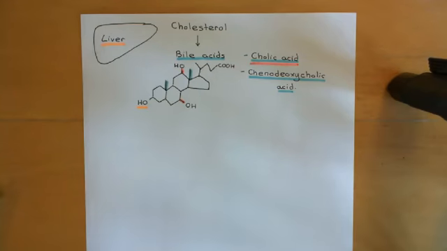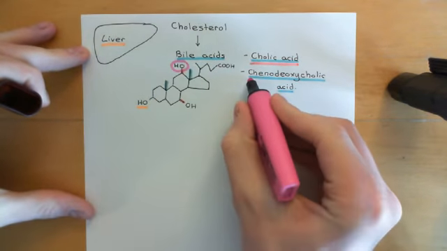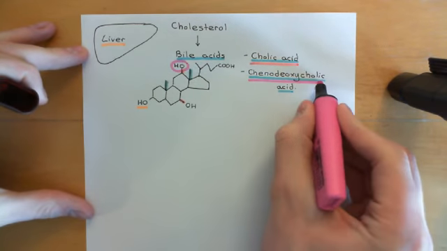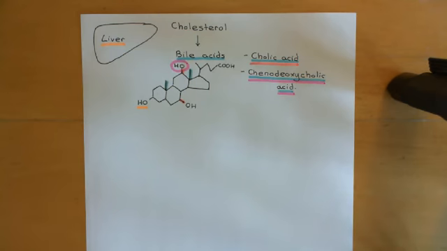Now to create chenodeoxycholic acid, you only make one modification. You get rid of this alcohol group coming off carbon number 12 here, and replace it back again with a hydrogen atom coming off that carbon number 12, and then you've got chenodeoxycholic acid. So those are the two bile acids that are synthesized in the hepatocytes of the liver.